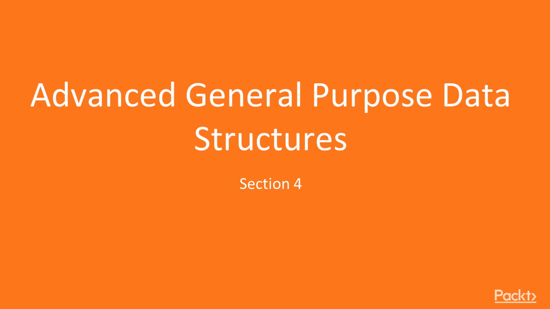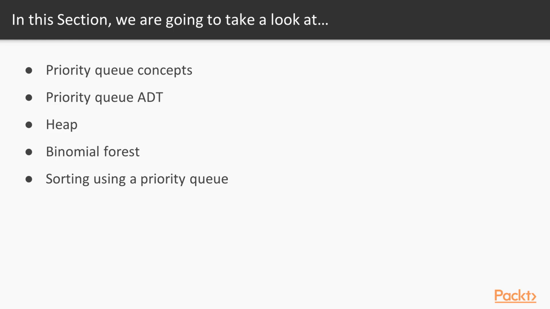Hi everyone, we have reached the fourth section, Advanced General Purpose Data Structures. In this section, we will take a look at some more interesting data structures that are commonly used. We will start with the concept of a priority queue. We will see some efficient implementations of a priority queue. In short, we will cover priority queue ADT, heap, binomial forest, and sort using a priority queue and heap.